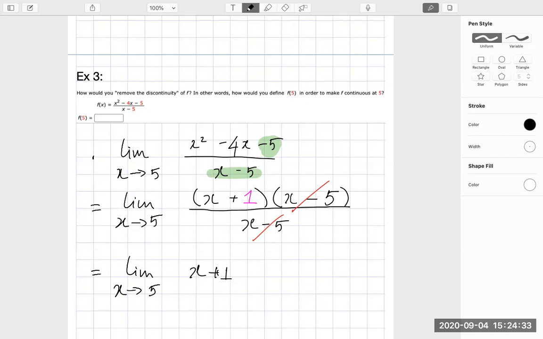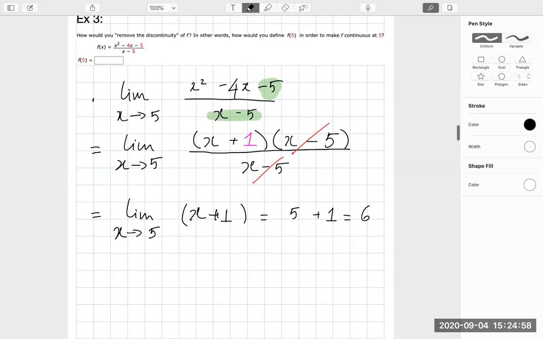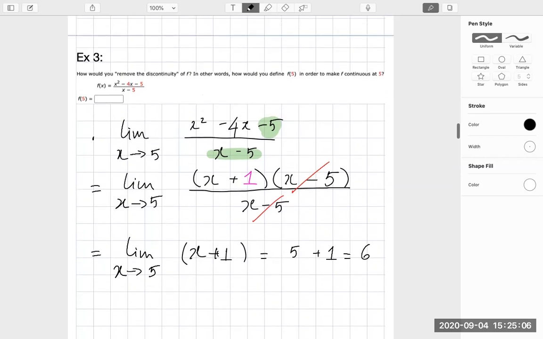We see that x plus 1 is a linear function, a polynomial of degree 1. It is continuous on the whole real line. Therefore, it is continuous at 5. So the value of this will be simply the substitution of 5 into this, which gives us the number 6. So the limit of this function approaches 6. It means that we should define f at 5 to be 6 to make it a continuous function.